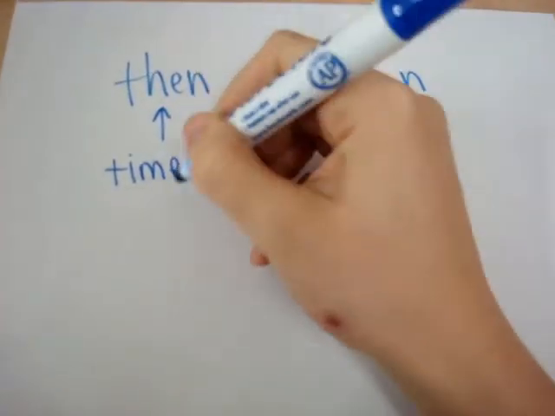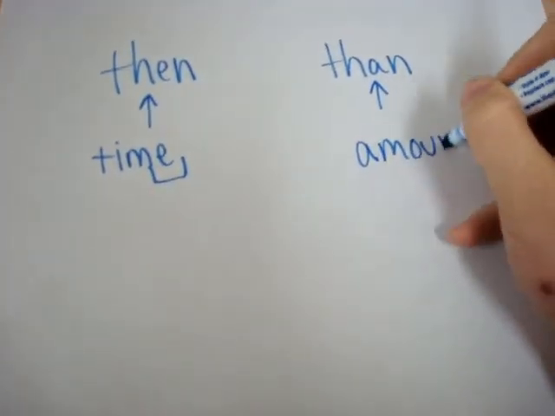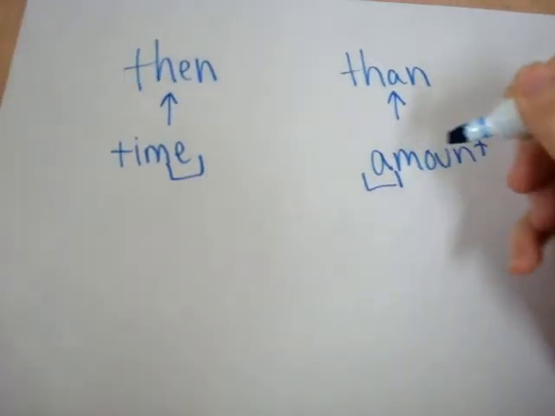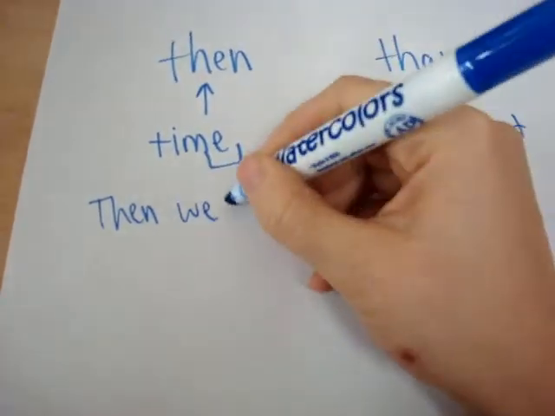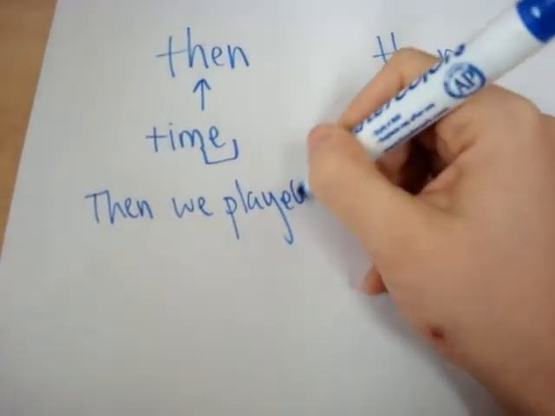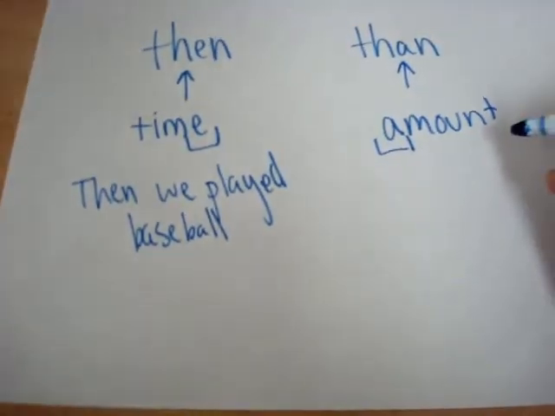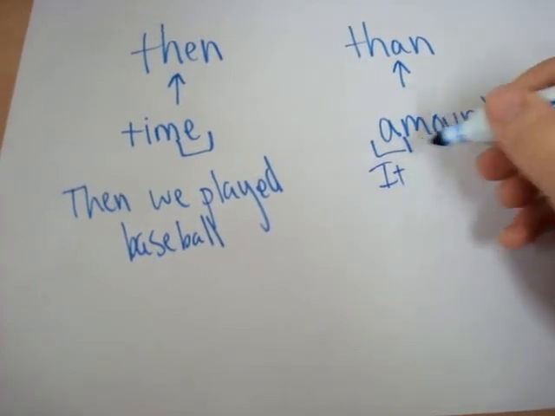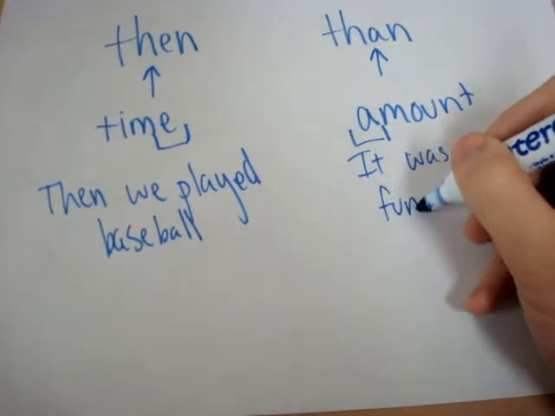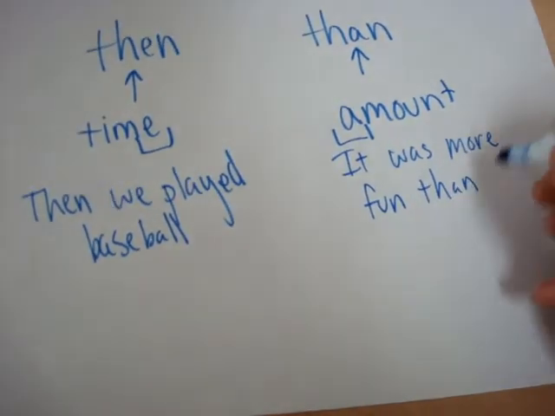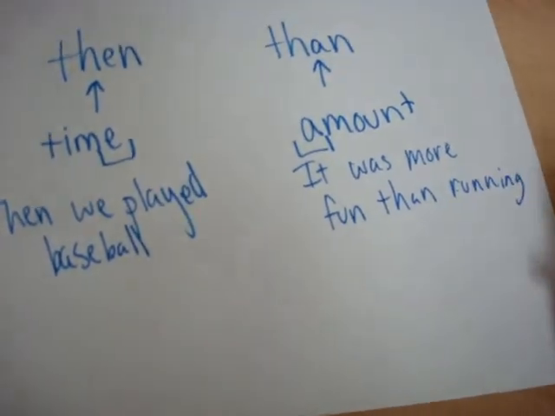What about the difference between then and than? Well, then represents time. We can remember that because it ends in an E. Than represents an amount. We can remember that because it uses an A, and amount starts with an A. So we could say, then we played baseball, indicating the time that we played baseball. And then we could say, it was more fun than running. That would indicate an amount of fun, so we use than with an A.